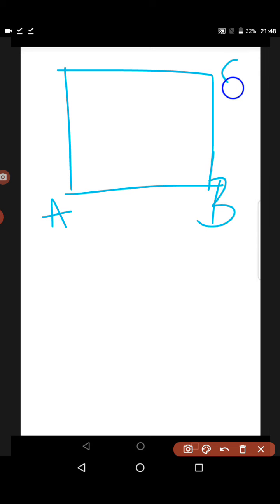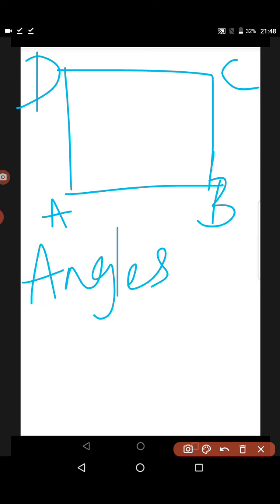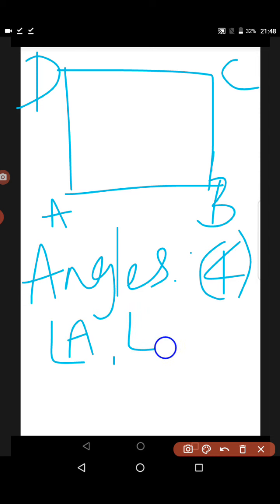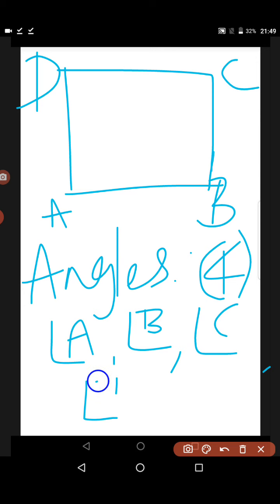Let's take an example of a rectangle. I am naming the corners A, B, C and D. So what are the angles? Let's check. The 4 angles are angle A, angle B, angle C and angle D. That is what I wrote here.